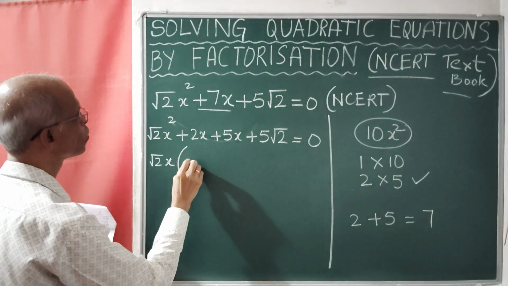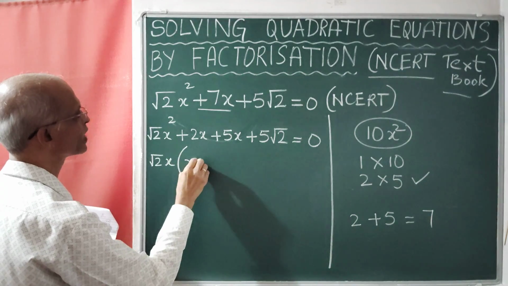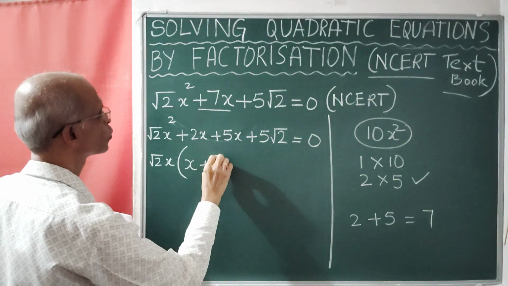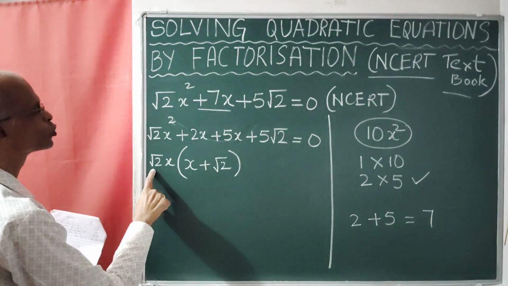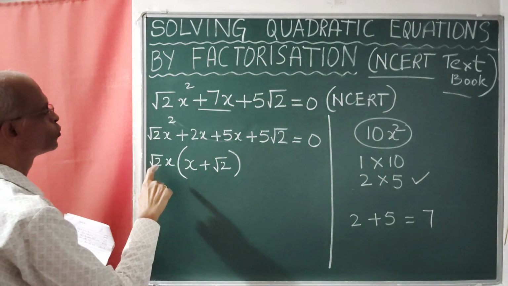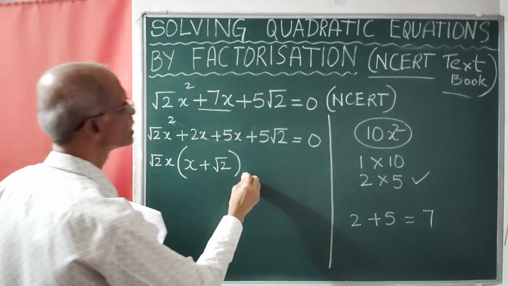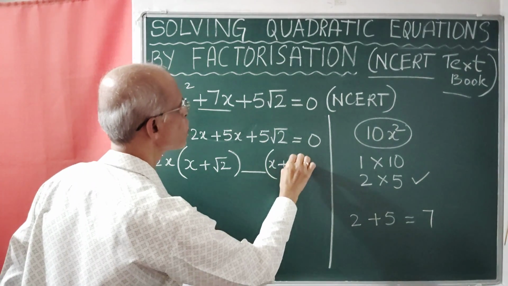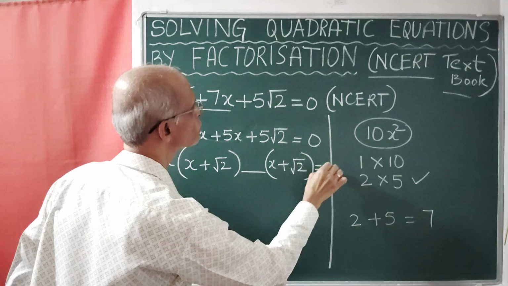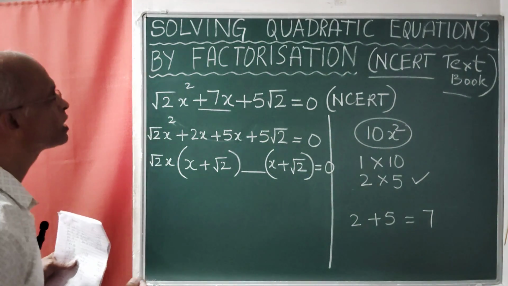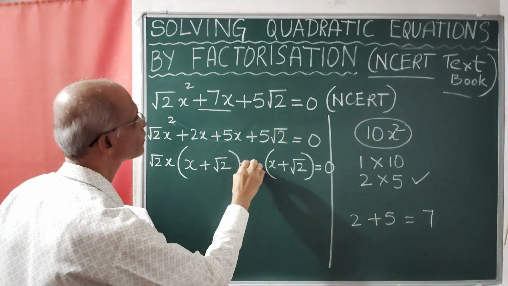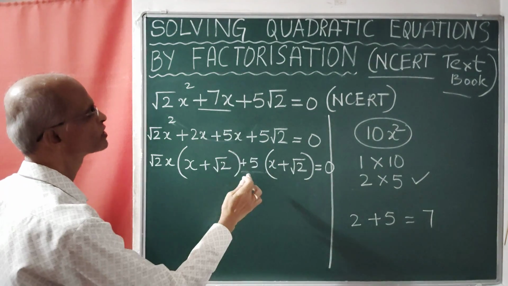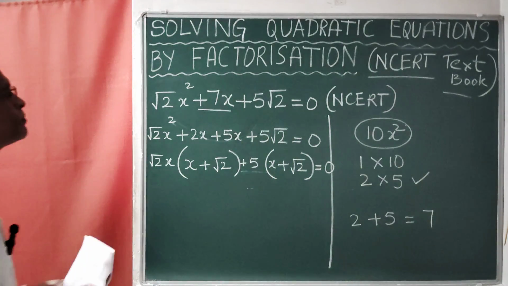So simply, if I write x here, root 2 into x, I will get root 2x square plus root 2x into root 2, 2x, because root 2 into root 2 is 2. Now leave a gap here and write once again x plus root 2 equal to 0. Now I want 5x, so just write 5 here. 5 into x, 5x, 5 into root 2, 5 root 2.